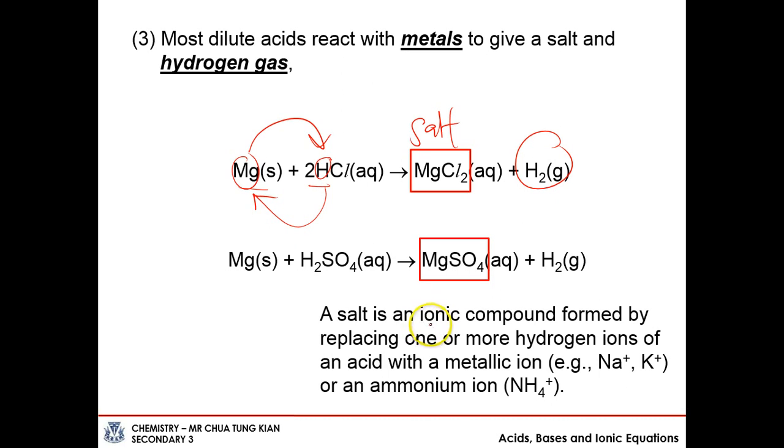A salt is actually an ionic compound. It is formed by replacing one or more of the hydrogen ions of the acid here with a metallic ion. The metallic ion here in this case is Mg2+.